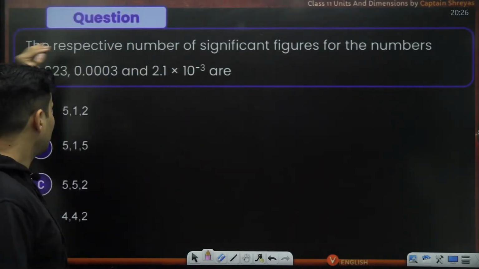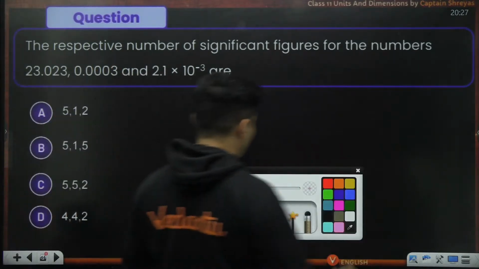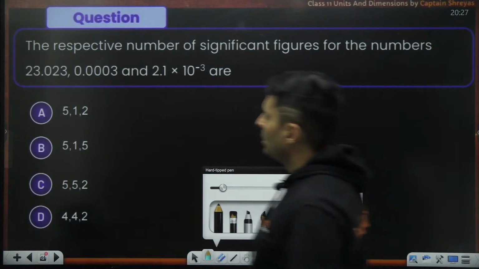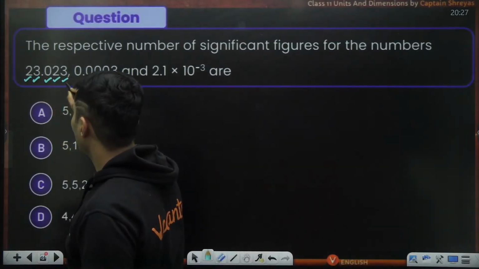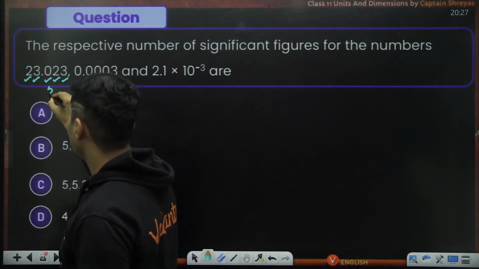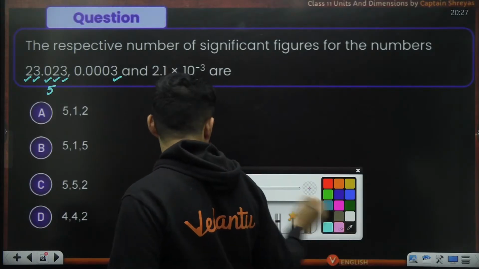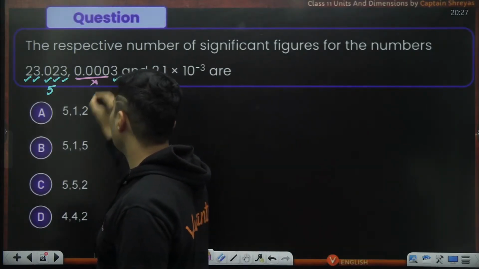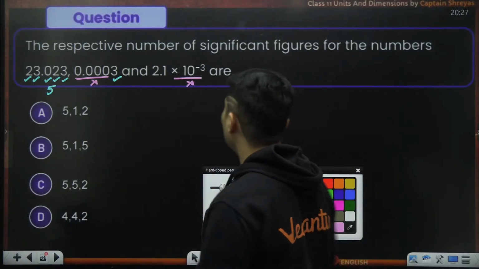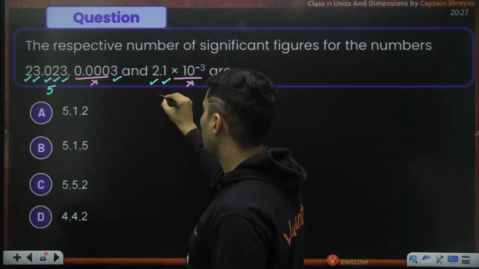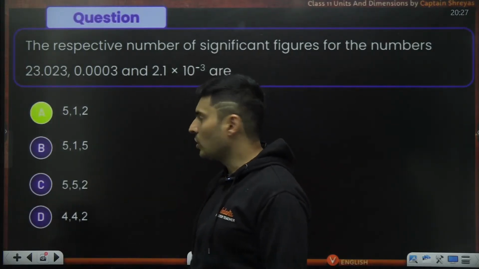Here it is. The respective numbers of significant figures for the numbers this, this, and this are. Come on, direct question, guys. Well, 2 is significant, 3 is significant, 2 and 3, and even this 0. So totally 5 significant figures over here. Over here, only one. All zeros are not going to be significant. So useless completely. 2.1 and this power of 10 is not important at all. So only this 2 and this 1. So two significant figures here, one significant figure. So 5, 1 and 2, which is option A again.